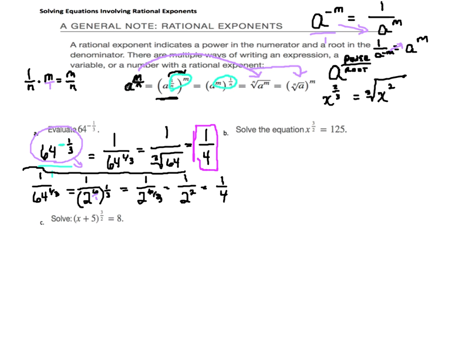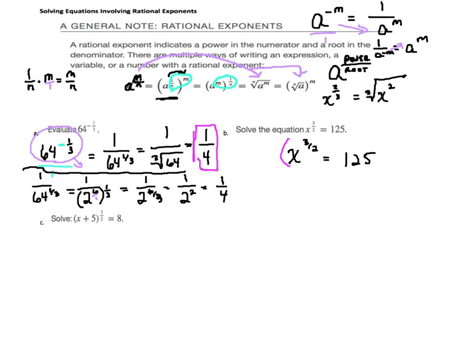All right, so that is evaluating a rational exponent expression. And now let's look at solving an equation. So we have x to the 3/2 power equals 125. Well, I can either turn this into its equivalent radical form, or I can work with the rational exponents. And I believe with this one, I'm going to choose to work with the rational exponents.